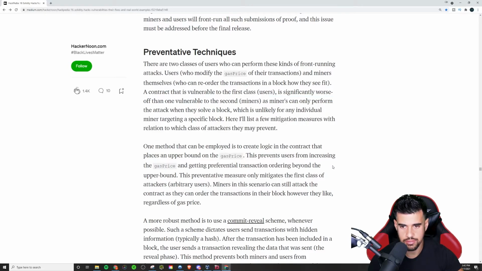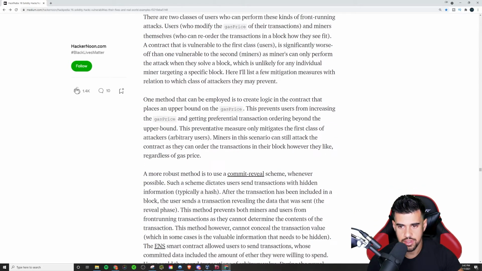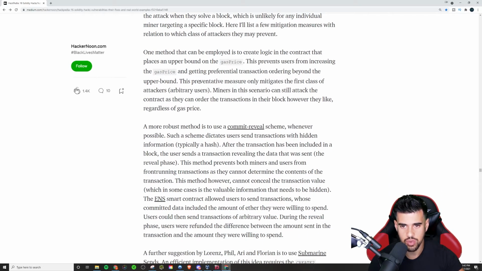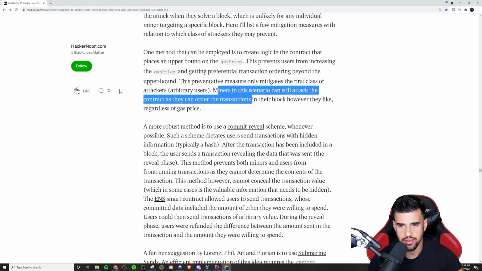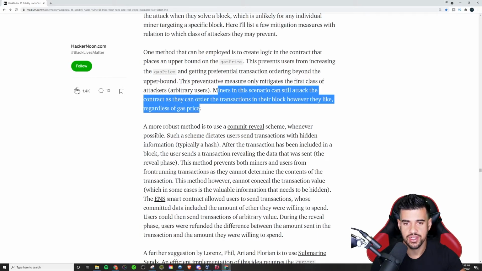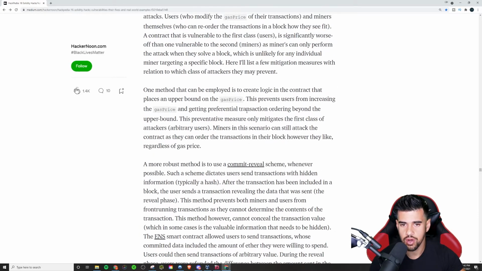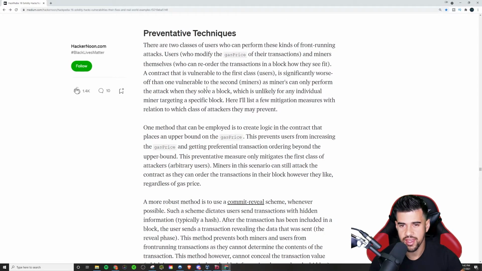because it talks about it here as to why: the miners can order the transactions in their block however they like, regardless of the gas price. But typically, they don't worry as much about the miners doing that, because it relies on a lot of really random events, things aligning for them to be able to do that.